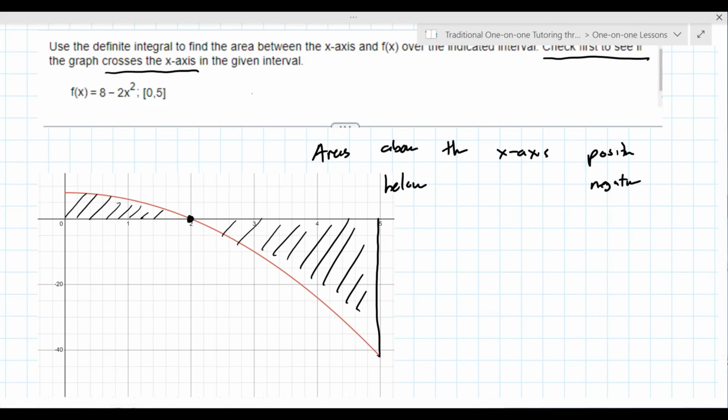I'm fairly confident of that, but I'm not entirely sure. So if we were to graph the absolute value of this function, why would you do that? Well, the absolute value needs to be positive. Yeah, exactly. So let me show you that here.